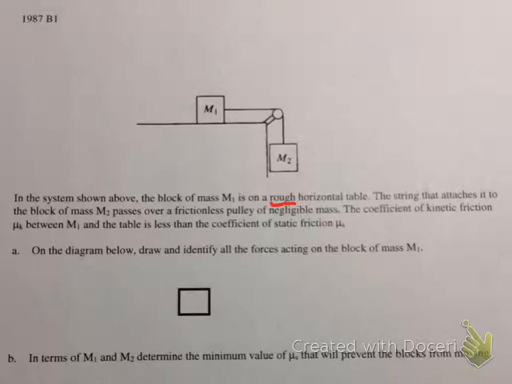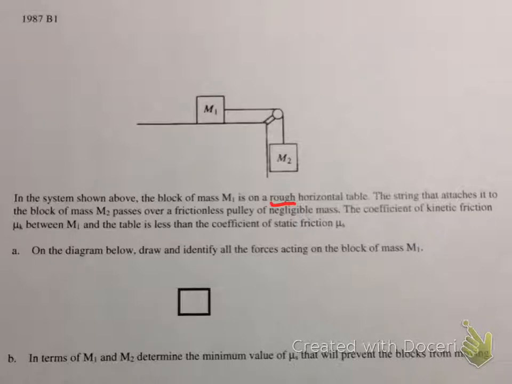The coefficient of kinetic friction between M1 and the table is mu k, and it is less than the coefficient of static friction, which makes sense. They don't really need to tell us that.